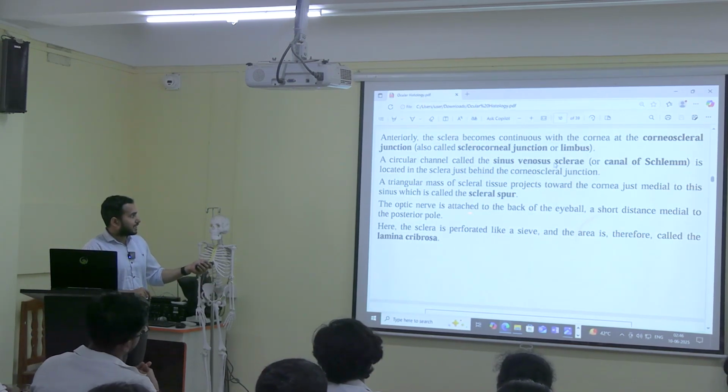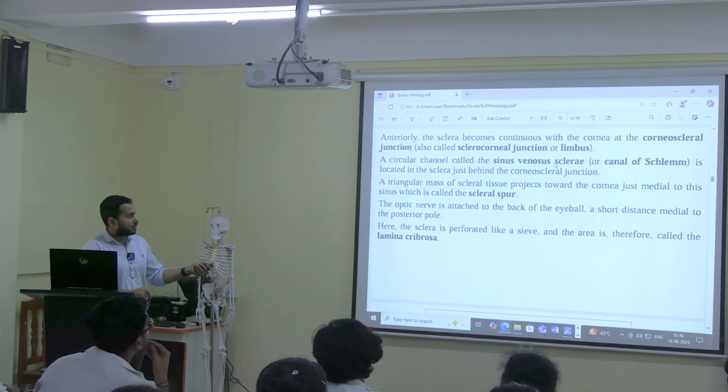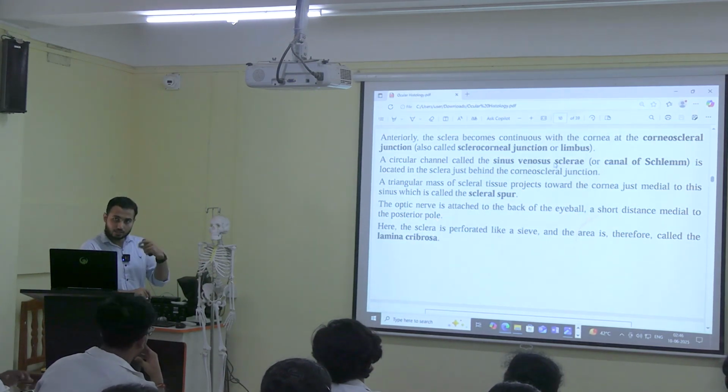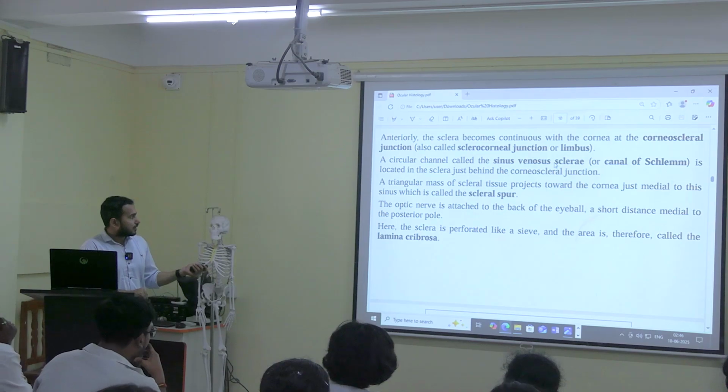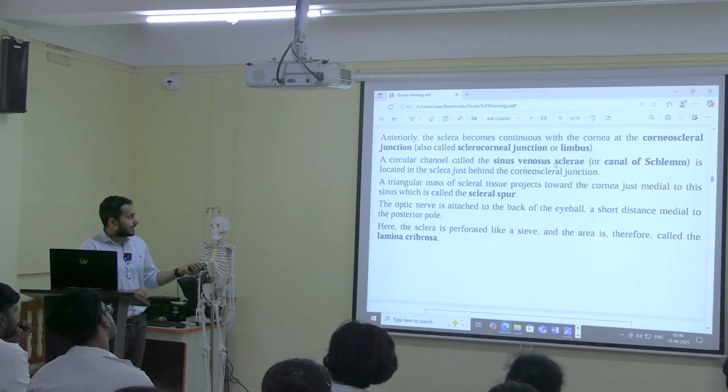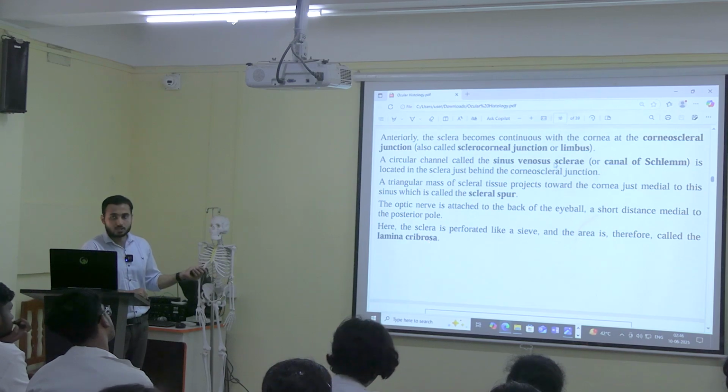Next, if you see, the optic nerve is attached to the back of the eyeball, at a short distance medial to the posterior pole, where the impulses are carried to the cerebral cortex. Now here what happens, the sclera is perforated just like a sieve and the area is called the lamina cribrosa.